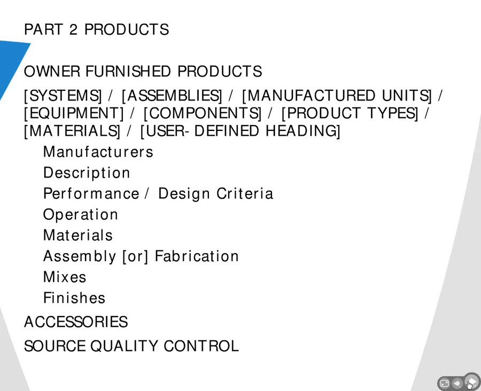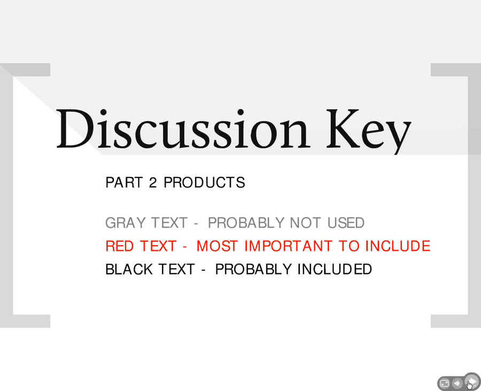Right. So as we go through the discussion today, we've put together a key. Hopefully as we go through it, you'll be able to decipher this relatively simple key. We're going to look at the article titles that are probably most important to include when we're specifying a particular kind of product. Those that are probably included will be shown in black text, and the gray are those that are probably not used. Not to say that they can't be or won't be, but just in most cases probably will not be.